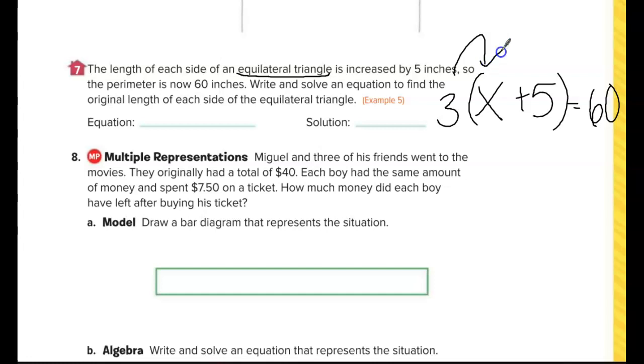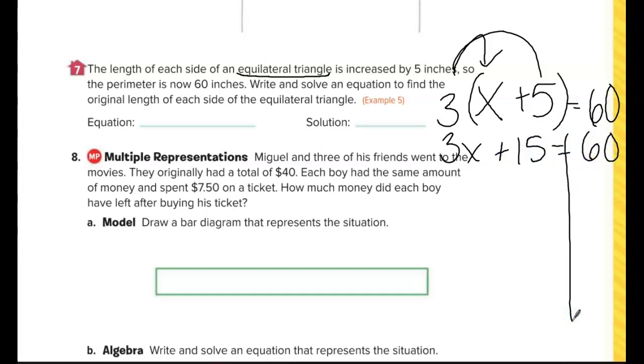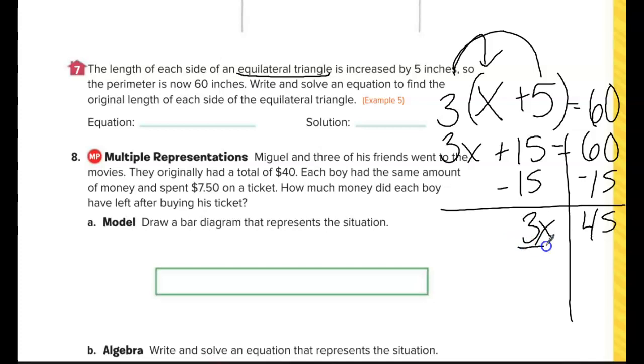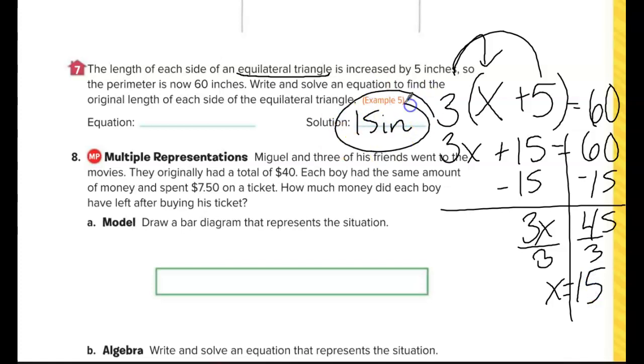So then I would distribute 3 times x, 3 times 5. How would I get rid of it, Damien? What would be my next step? It's a plus 15, so how do you get rid of it? Negative 15 or minus 15, same thing. I'd get 45 equals 3x. Then I would divide by 3. So what does x equal? 15. So 15 inches. I was confused. I'm looking at the top. Oh yeah, we distributed. Okay.